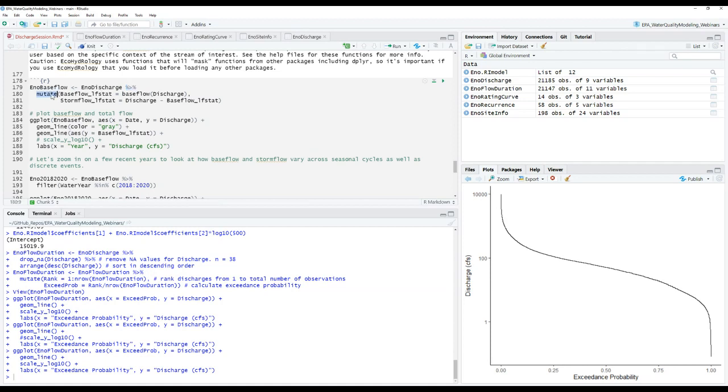We are going to mutate on some new columns. The first column name is going to be called baseflow_lfstat. I like to include which method I've used to calculate baseflow separation, particularly if I'm trying to calculate both methods. So I've just said baseflow lfstat. You could say baseflow ecohydrology or local minima and so forth. We are going to use the baseflow function on the discharge measurement. And then because our flow can be made up of either baseflow or storm flow, we'll know what storm flow is if we just subtract baseflow from the discharge. So that'll be our second new column.